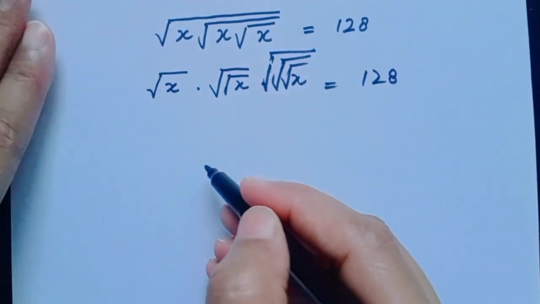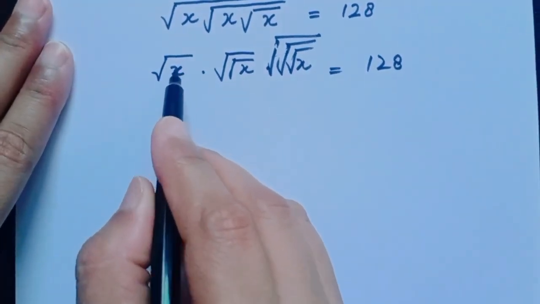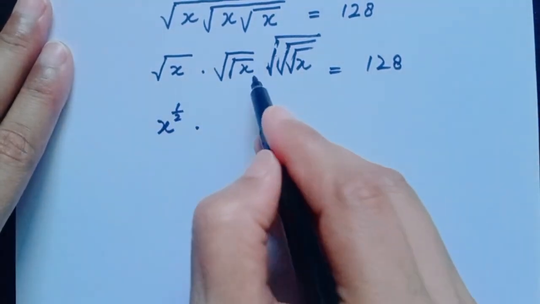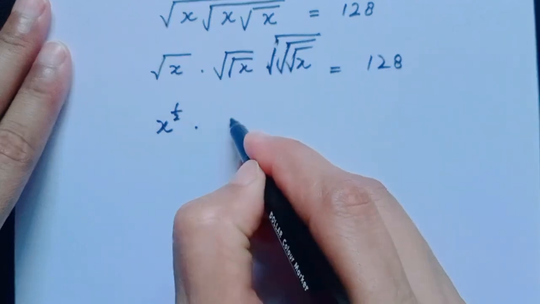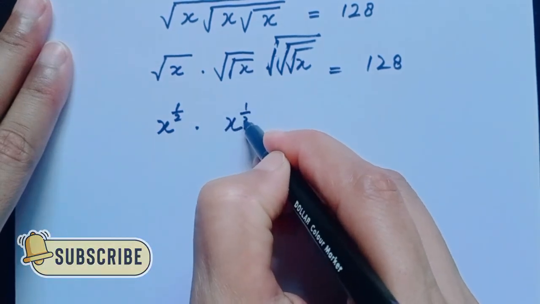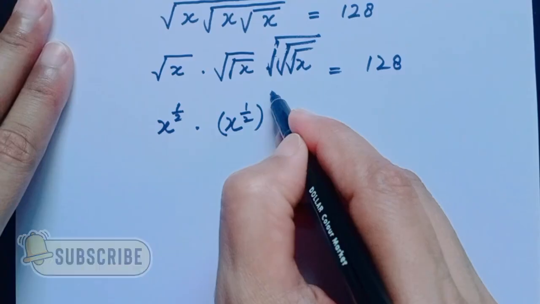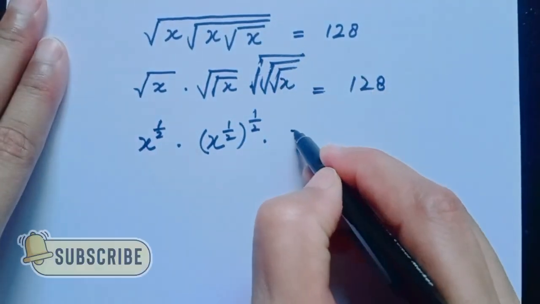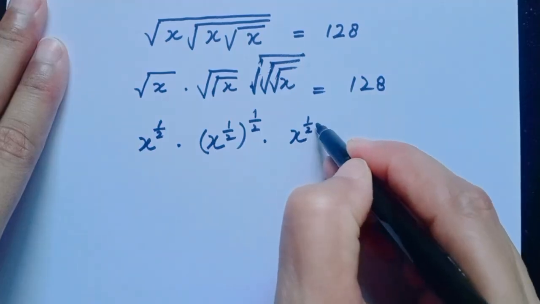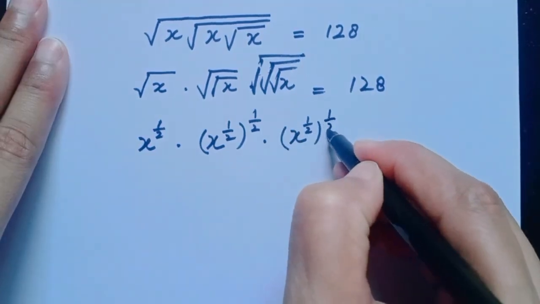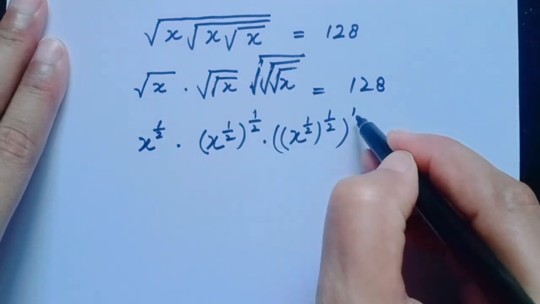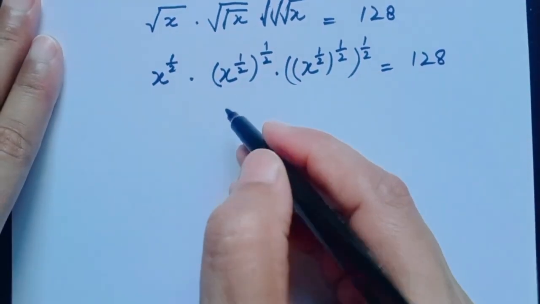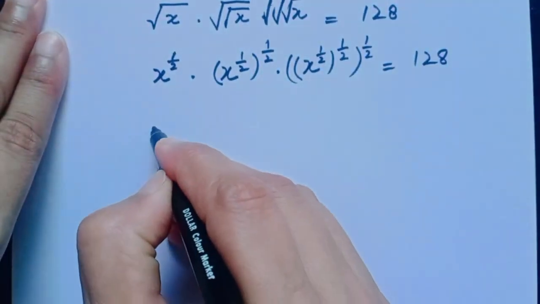In the next step, we will write the power of the square root, x power 1 over 2. We know the power of a square root is 1 over 2. Here we have two powers, so x power 1 over 2, again power 1 over 2 for the second square root, and times here we have 3 square roots, so we will write 3 powers: x power 1 over 2, again power 1 over 2, and power 1 over 2, is equal to 128.